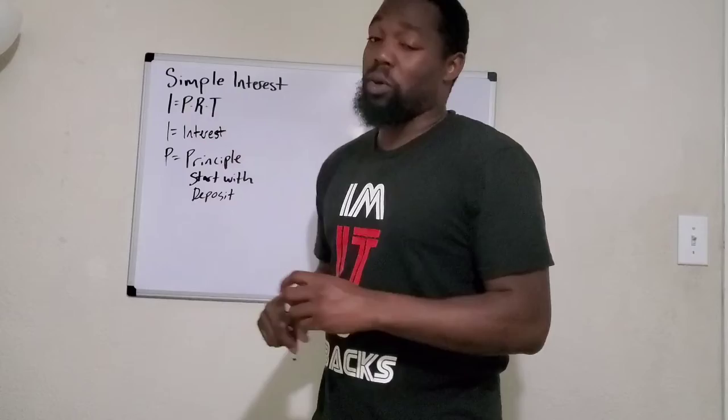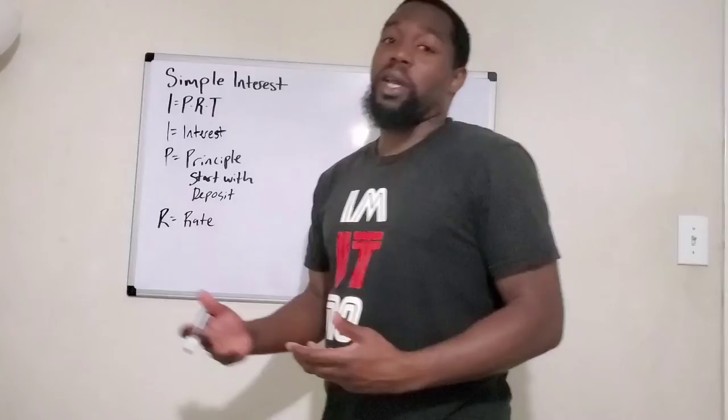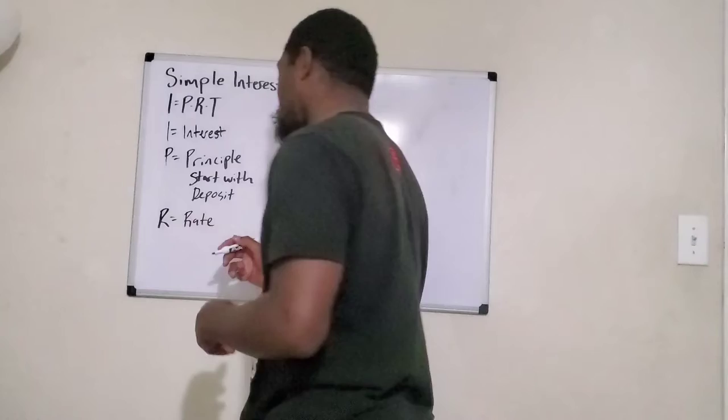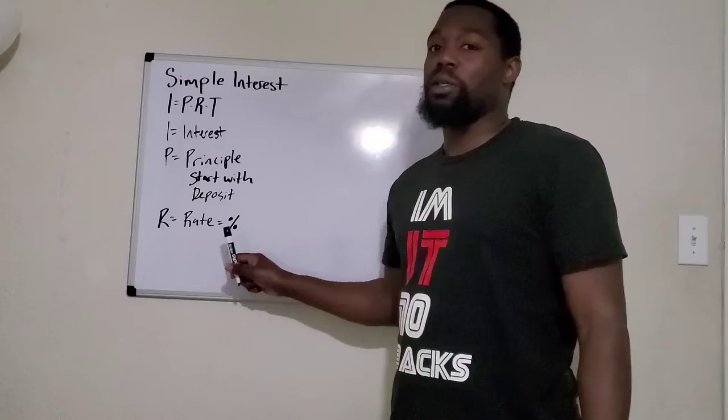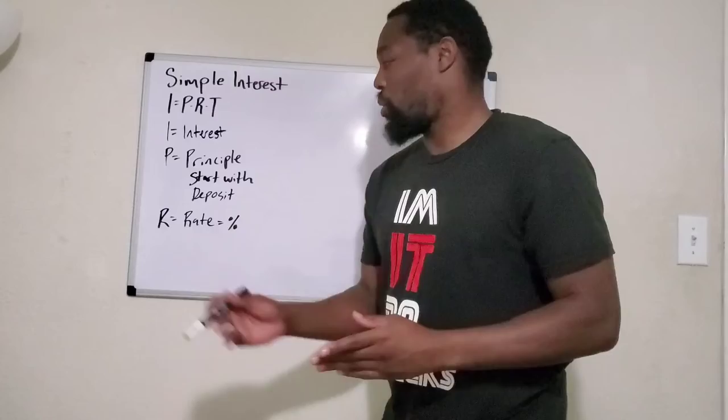Your R is going to be your rate. Your R is your rate, but there's another way that you can identify rate in a problem, and that is your rate is always your percent. So when you see it says 7%, well, that's the number that we're going to work with. It says 7%, and there you go. There's your rate. Your rate is 7%.